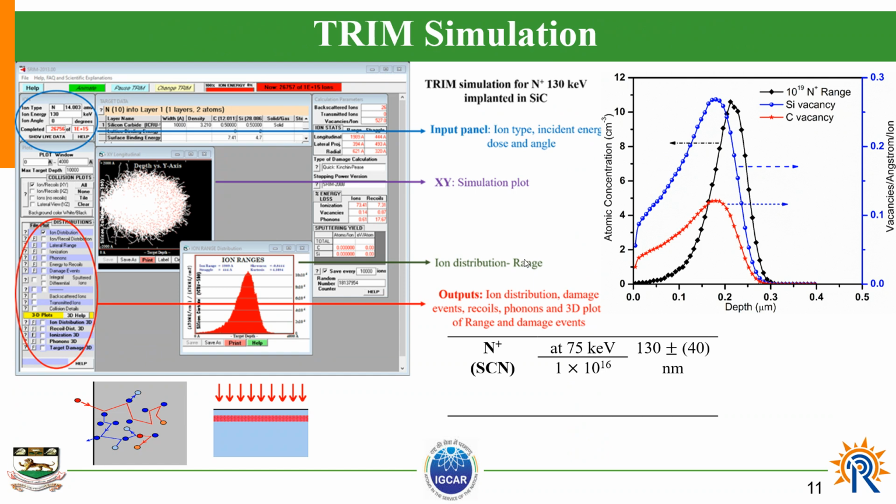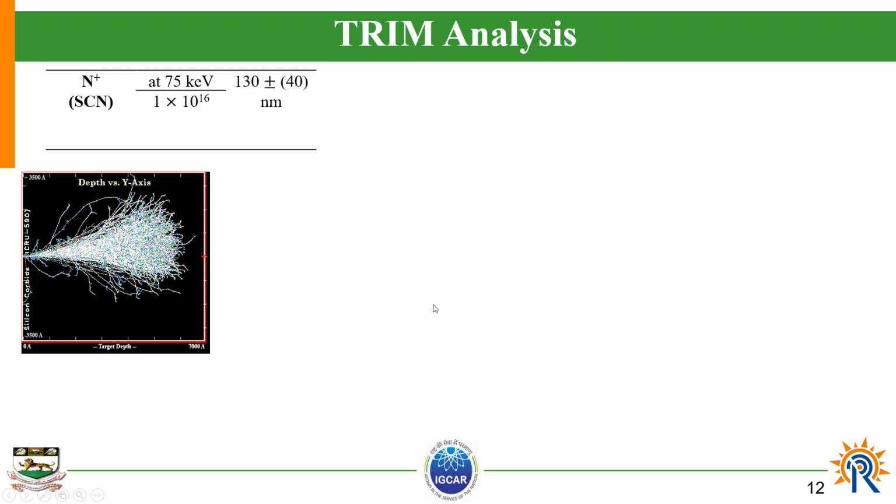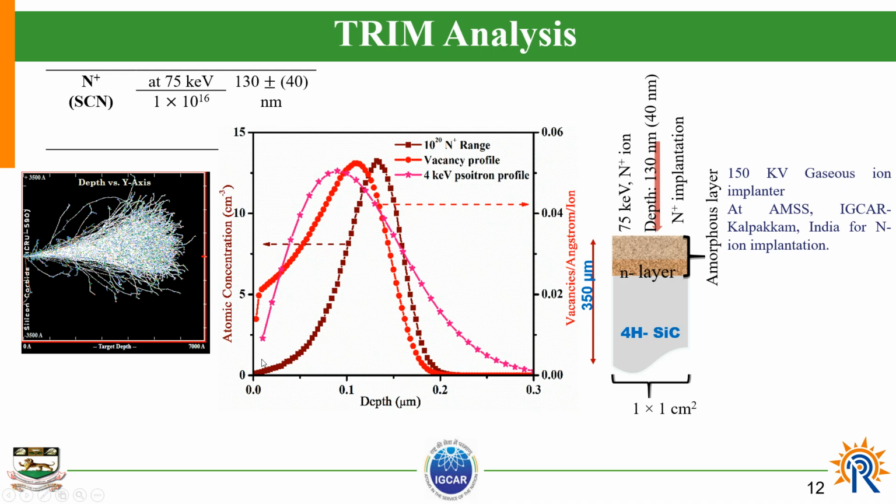Based on this analysis of SRIM and TRIM, I chose nitrogen at 75 keV implanted in the 4H-SiC material with a fluence of 10^16 ions per square centimeter. Typically it will go around 130 nanometers plus or minus 14 nanometer straggling. These are the simulated values. I needed this because I have to implant another material on top of that particular layer, so that's why I fixed this particular range using the simulation principles. The simulation results are shown like this.